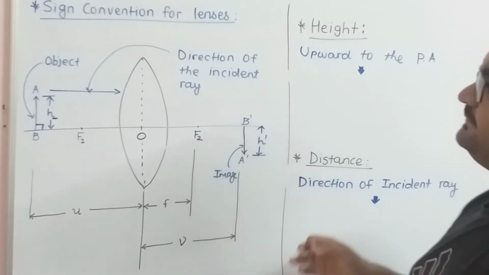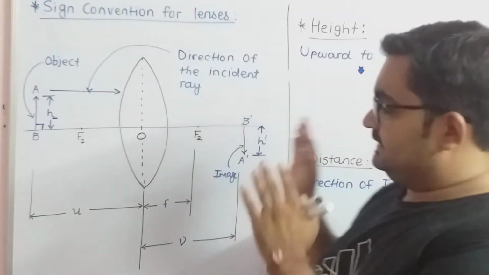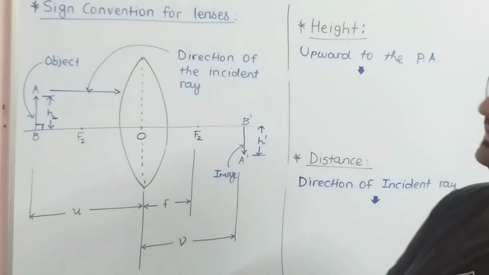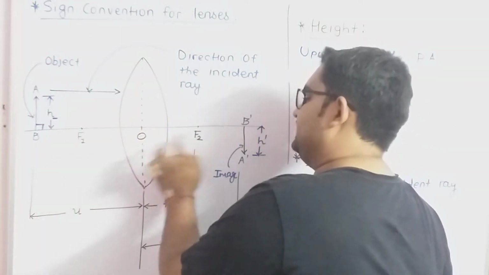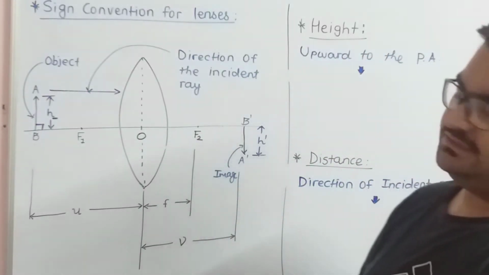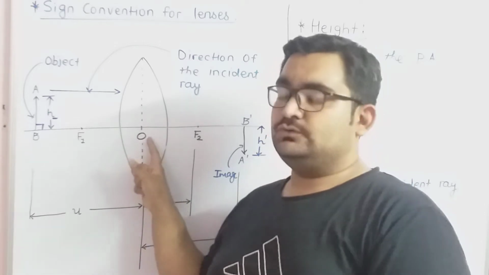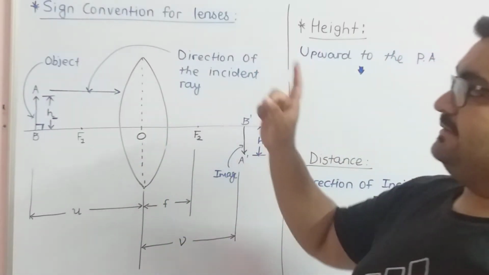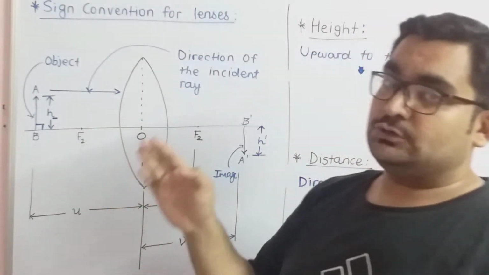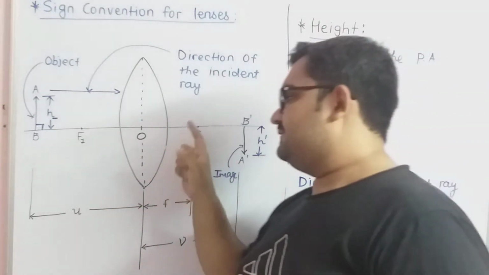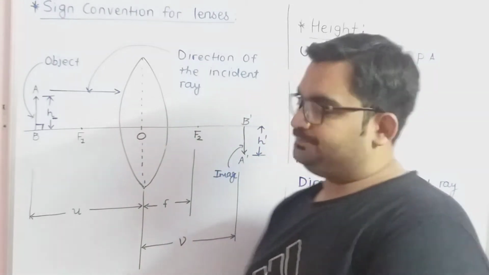So first, the origin O is the optical center. In all lenses, the optical center is known as the origin, and we measure all the distances with respect to the origin. In a mirror we measure all the distances with respect to the pole. Now here we measure all the distances with respect to the origin O.